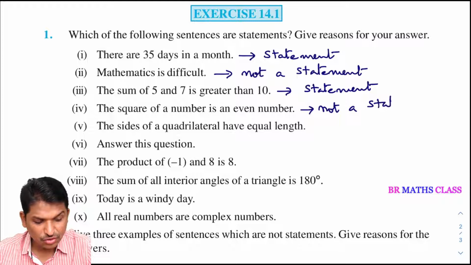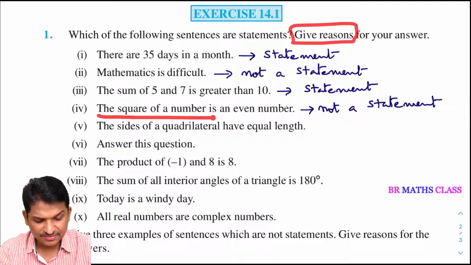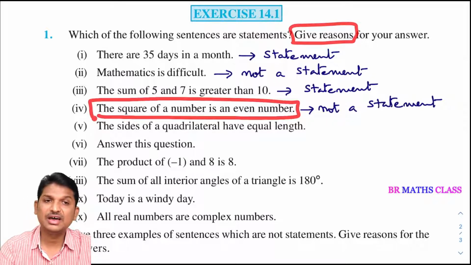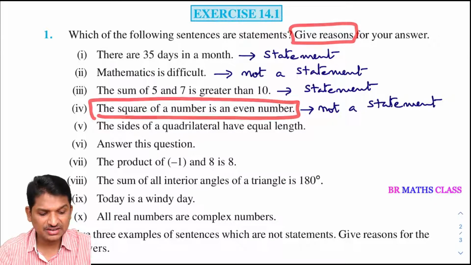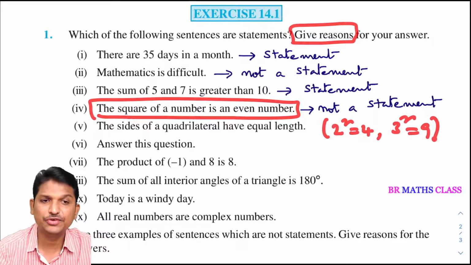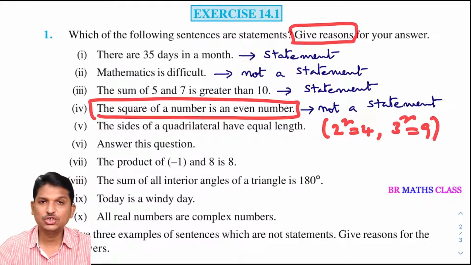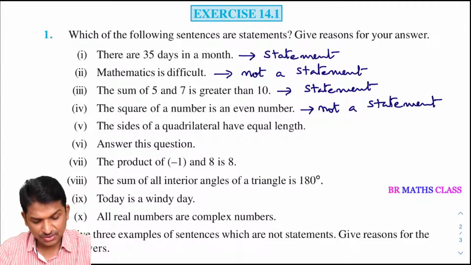In case you want to give a reason, if they are asking, what will you write? You write that it is not a declarative sentence. We cannot declare this. In brackets you write that 2 squared equals 4, 3 squared equals 9. From this they can understand that it is true for some and false for some. That is the answer for this. Good. Now you see the next one.